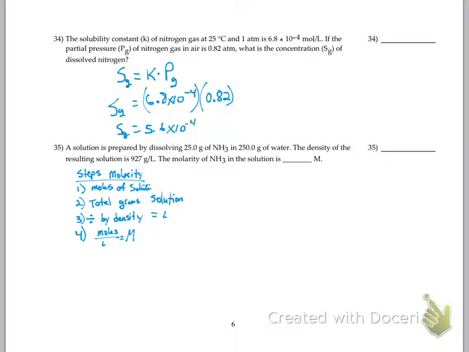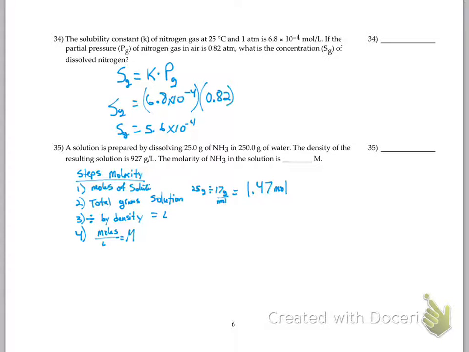Here are the steps for finding molarity. First, find the moles of the solute. Next, find the total grams of solution. Next, divide that by the density to equal the liters of the solution. And of course, our moles divided by liters is molarity, capital M.